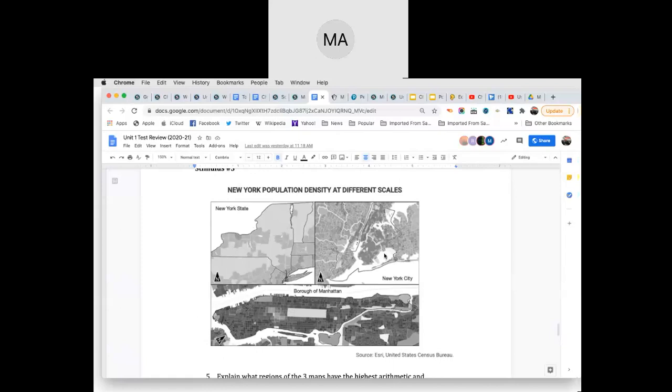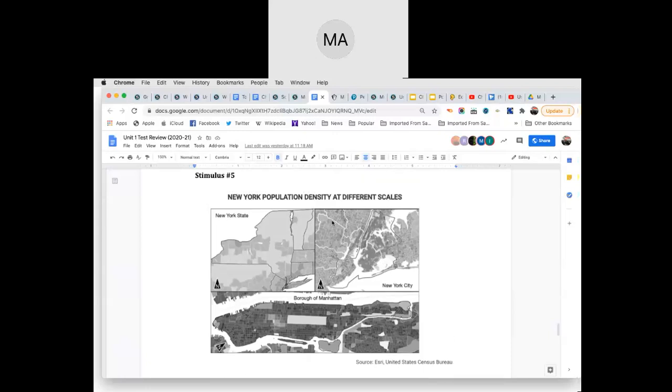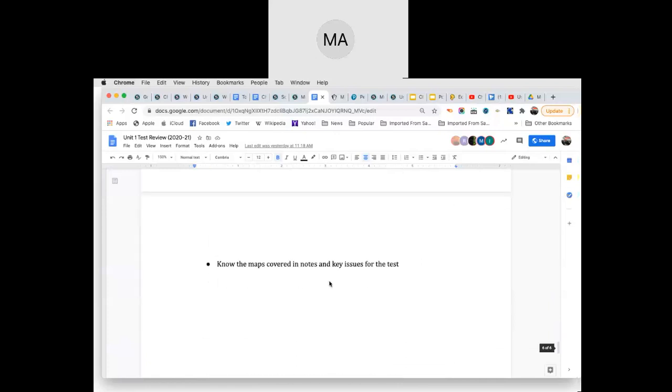And so we can see that there's going to be a high overlap of population in this area, so it'll be a very high physiological density. But if we were to go to the outer parts outside the New York City area, there would be a lower physiological density because there are fewer people per arable land. All right. And then again, know the maps and notes that you saw in both Edpuzzles and in your reading guide key issues.